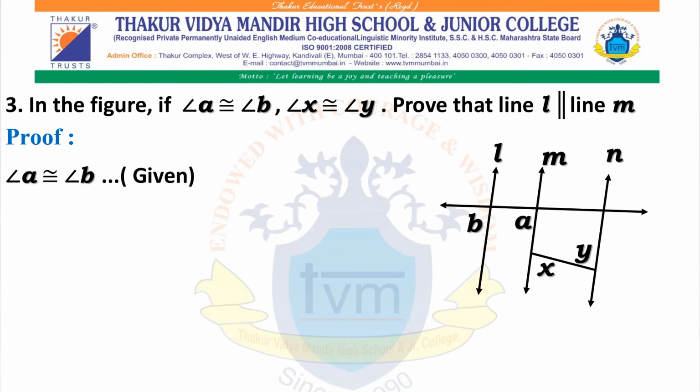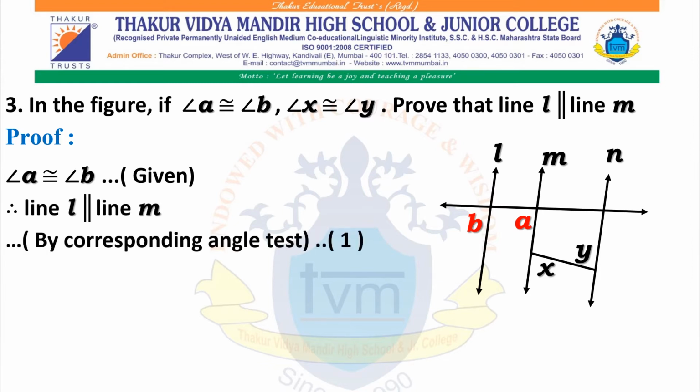Here angle A is congruent to angle B, right? It's a given. Look at this figure. Can you find angle A and B? Yes, angle A and B. What kind of angles are they? They are corresponding angles, right? And we know if the corresponding angles are congruent, then the lines are parallel. Correct. So which two lines will be parallel in this figure? Line L and line M, since the corresponding angles formed by them are congruent. Therefore line L is parallel to line M by the corresponding angle test.